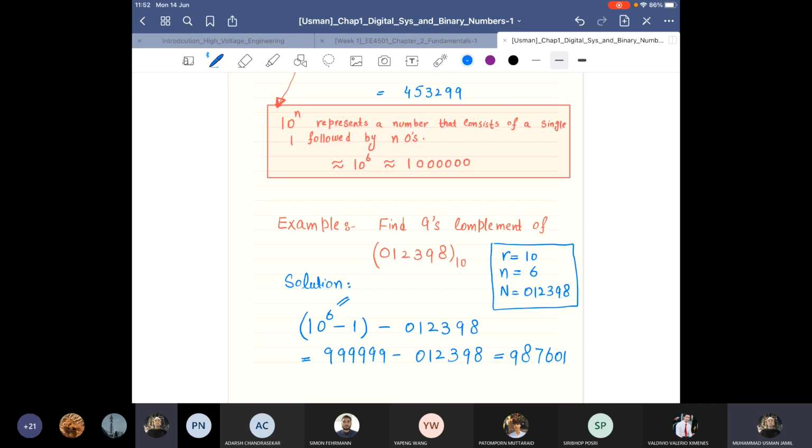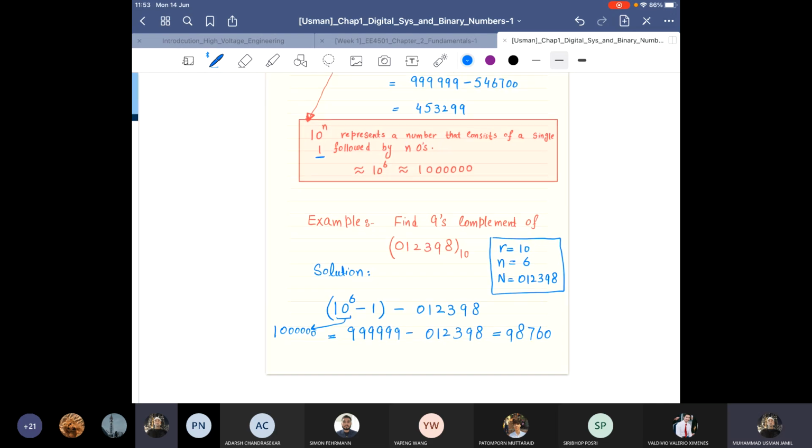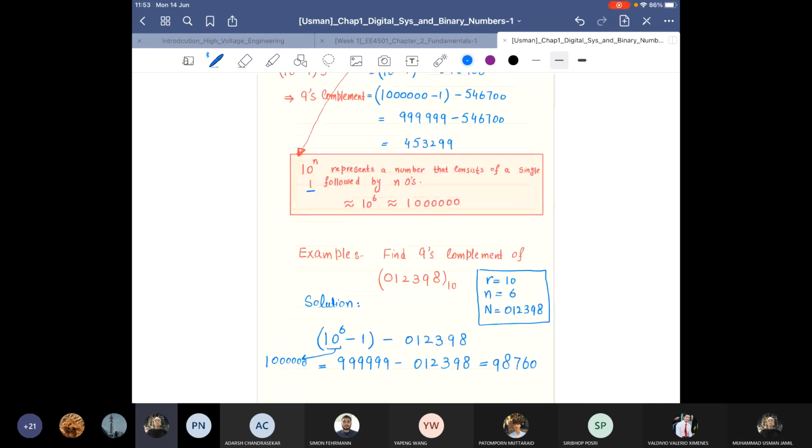And this one is 1. Follow this one. Then 1, 2, 3, 4, 5, 6. Okay. This one we follow like this. So this is the 9th complement of this one.